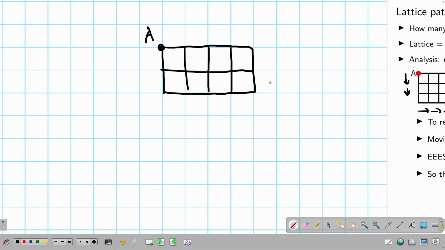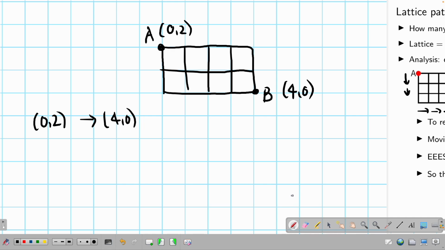Let me give another example. Now I'm asking how many ways from (0, 0) to (4, 0) with the shortest distance are possible. So what's the first step? First step is, what's the length? Okay, what's the length of this process?